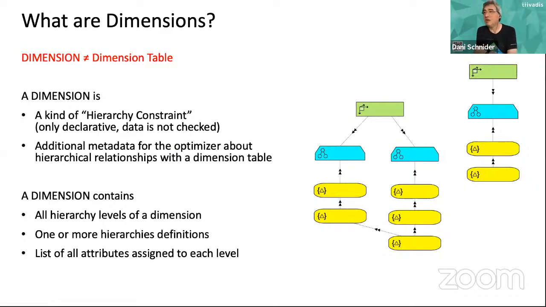It works, but to understand how it works, we have to introduce another feature. Oracle calls that the dimension, which is not the same as a dimension table. I would call it a kind of hierarchy constraint. This is an additional definition in the data dictionary, some additional metadata to tell the optimizer what is the relationship between the different columns of a dimension table, which column belongs to which hierarchy, at which hierarchy level, and what is the relationship between these hierarchy levels.